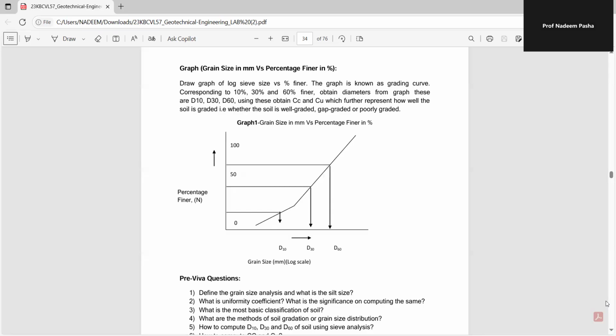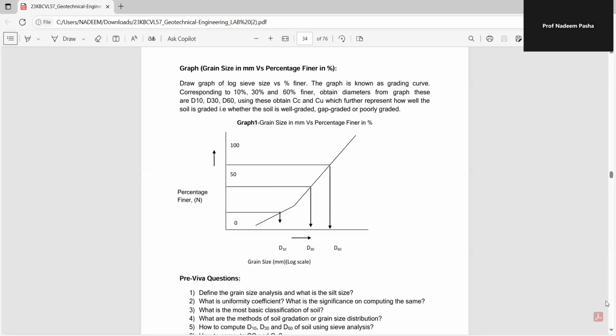Pre-viva questions. Define grain size analysis. Grain size analysis is nothing but the analysis used for knowing the size of different grains. What is the uniformity coefficient? The uniformity coefficient is calculated in order to know how uniform the particles are.